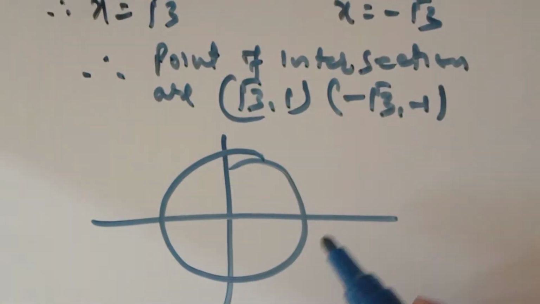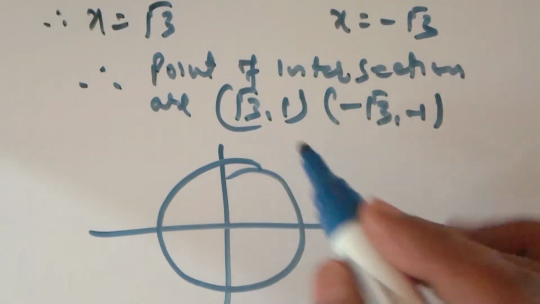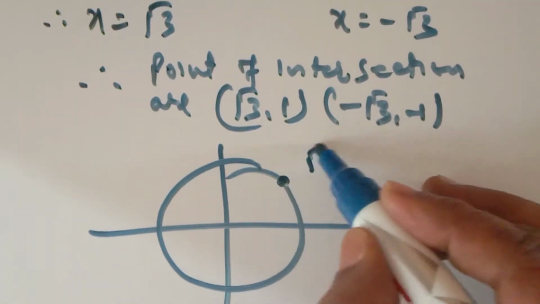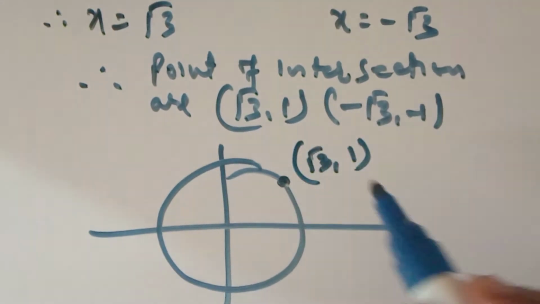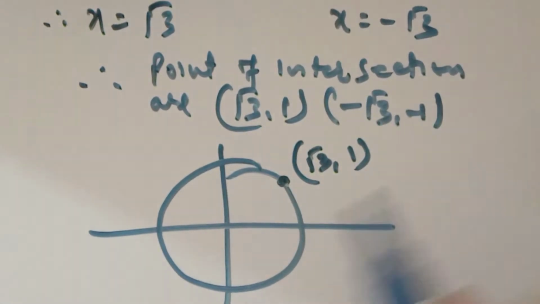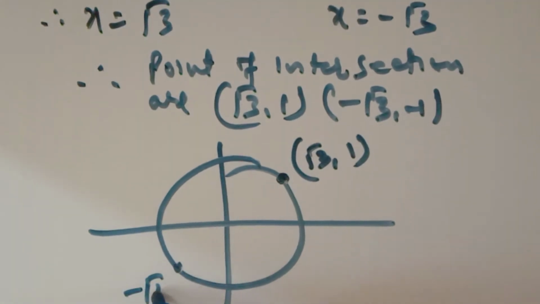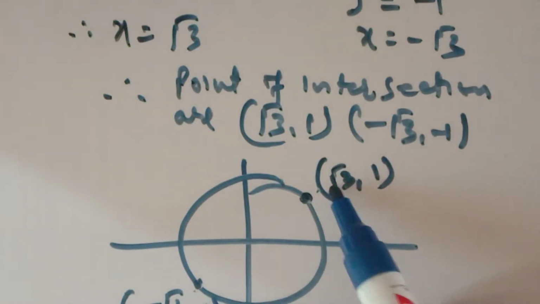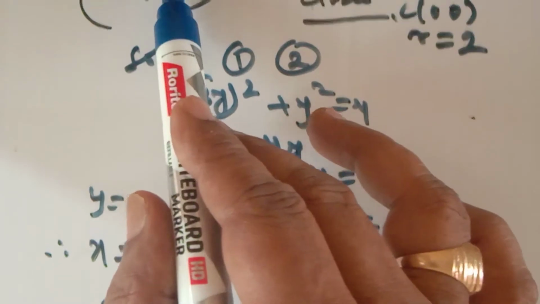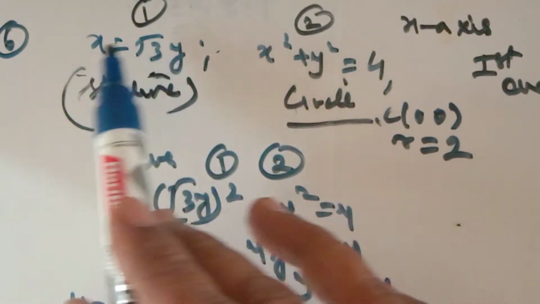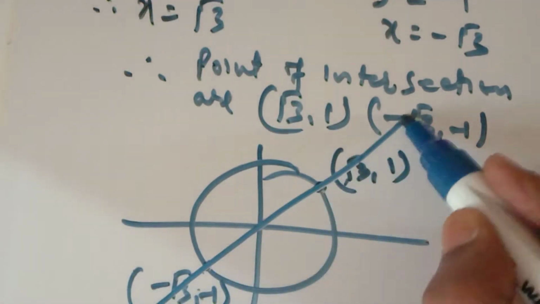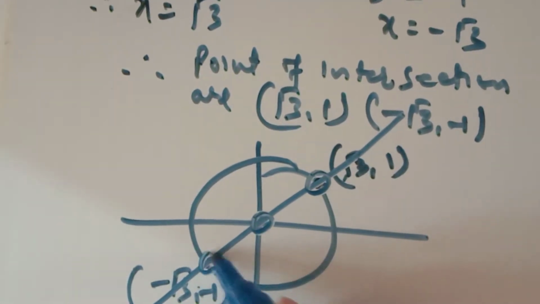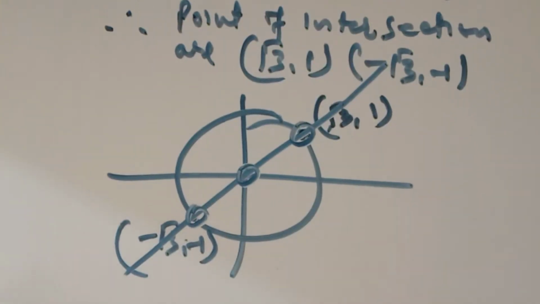Now the point of intersection of these two curves is (root 3, 1), which means the point of intersection of the curves in the first quadrant, and (minus root 3, minus 1) will be somewhere in the third quadrant. Because a straight line passes through the origin, since (0, 0) satisfies this equation, the line will pass through the origin and these two points. So this is the curve we have obtained.